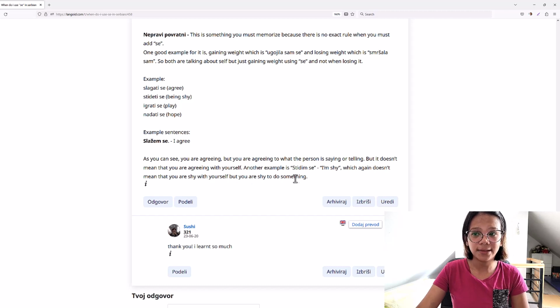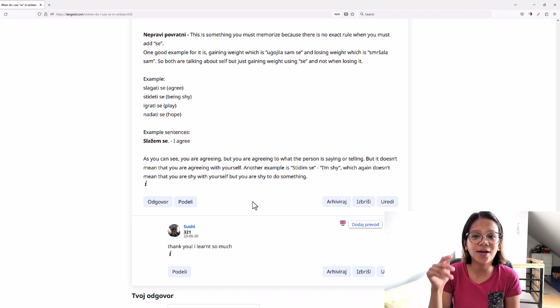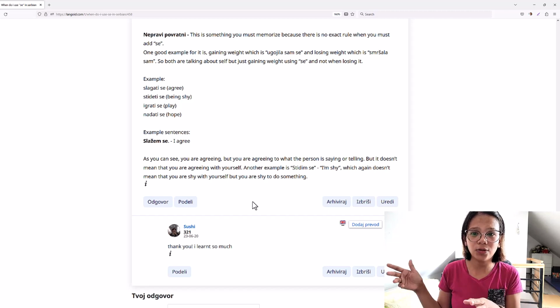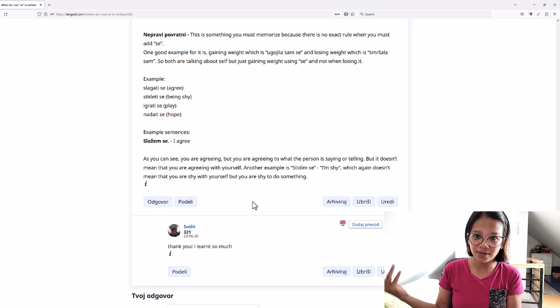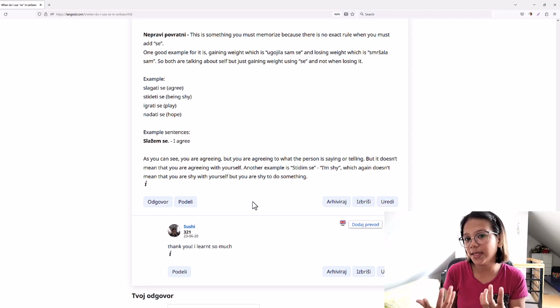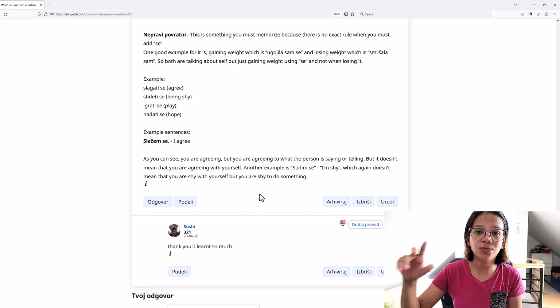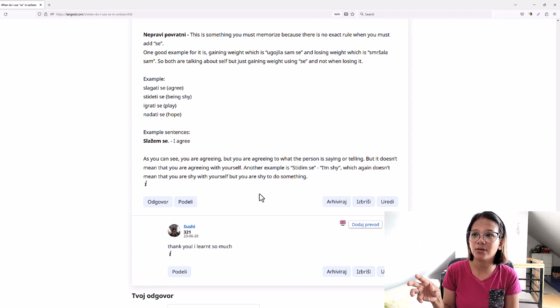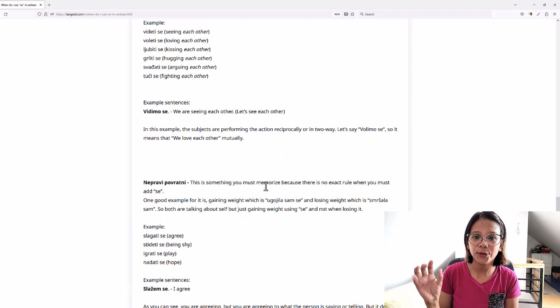Another example is stidim se, I'm shy, which again doesn't mean that you are shy with yourself because you are adding se, but you are shy to do something. I'm shy to do that. You cannot say stidim without se. You need to add se. Like for example, slažem se. You need to put se without any explanation why, but you must put se. This is the type that you need to memorize because there is no exact rule when you must add se. So that is it about the se in Serbian grammar.